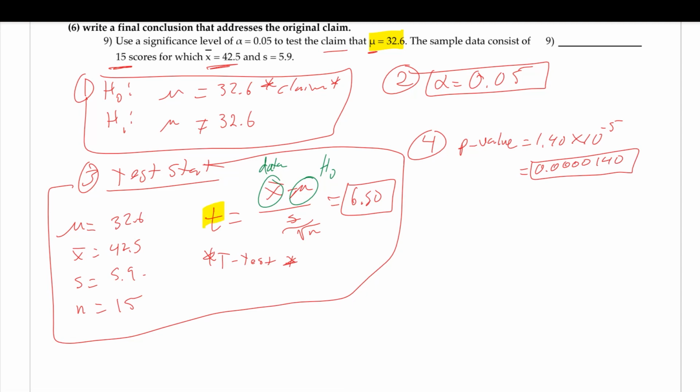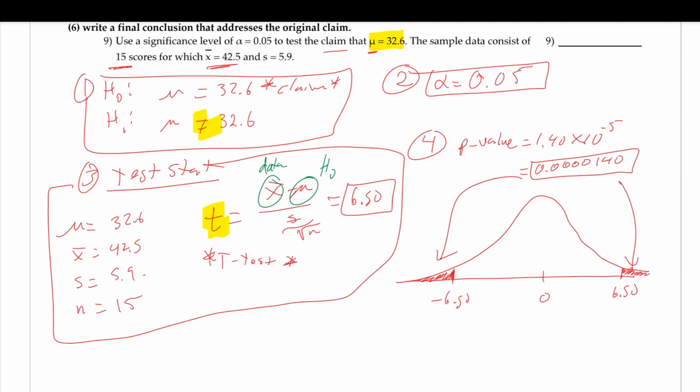T-distributions have a bell shape. 0 is at its center. Okay. 6.5 is way out here. It's a two-tailed test given by the alternative. So we also need the negative 6.50. Okay. And the area in these shaded regions is the p-value. So it's that. That's a complete step 4.